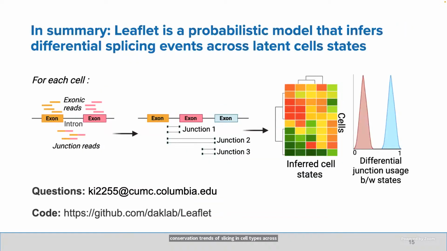And so in summary, we present leaflet, which is a probabilistic model that can infer differential splicing while also modeling the latent cell states in the data. We have the code up, and I'm also happy to chat anytime about anything splicing or single cell related.